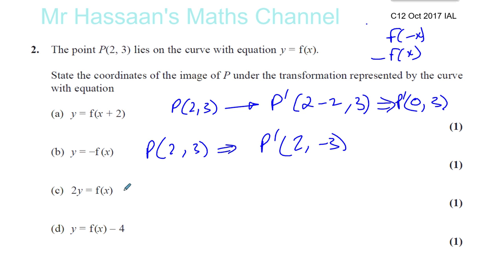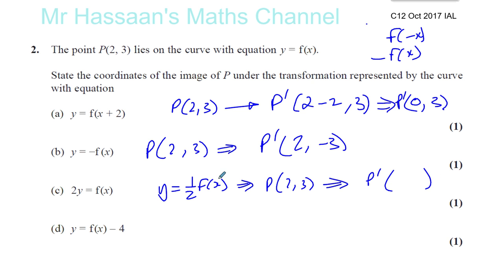Now here, before we continue, we should make y the subject. So y is equal to a half of f(x). So here the whole of the function is being multiplied by a half. So the image of P, which starts off as (2, 3), will become P dash. If the whole function is outside the function, it's the y coordinate that's affected. So this is going to be (2, 3 over 2), that is 1.5. You basically leave the x coordinate as it is, but you multiply the y coordinate by a half.